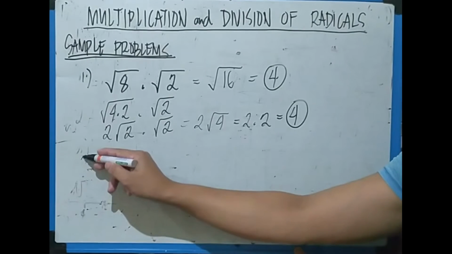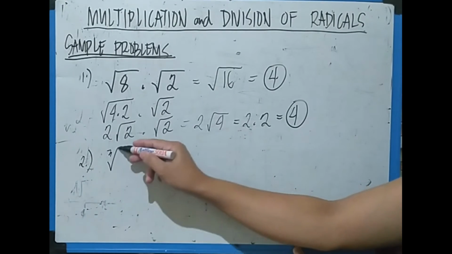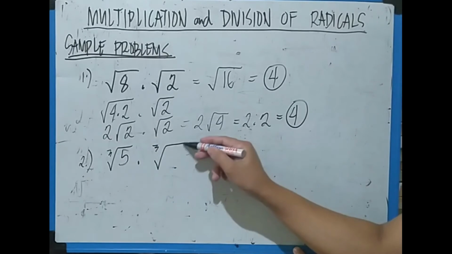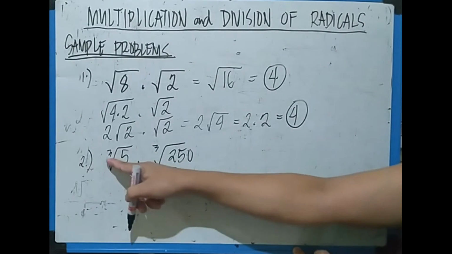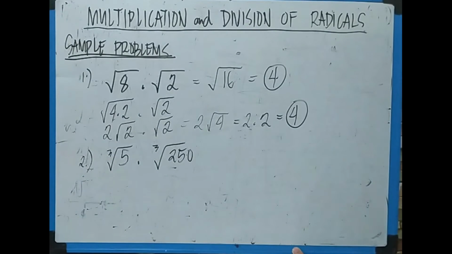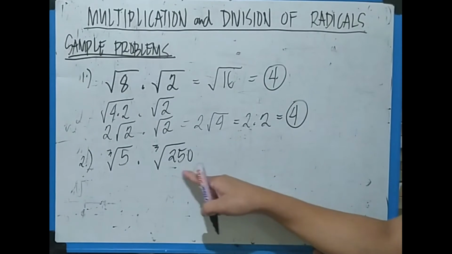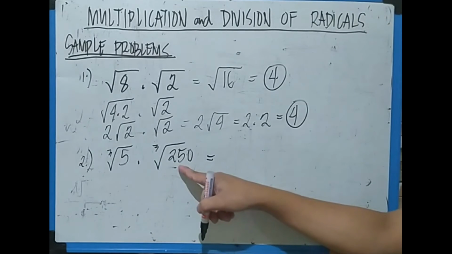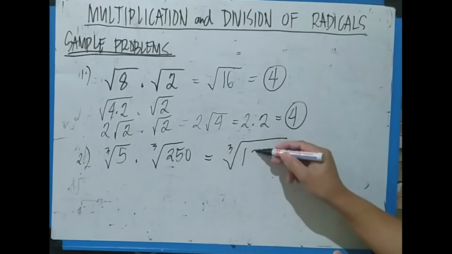Okay, for number 2, we have here the cube root of 5 times the cube root of 250. Okay, so again, same index lang sila, which is cube root. So, ang gagawin lang natin, yung multiply lang natin siya, yung radicands, which is 5 and 250. So, if we multiply 5 and 250, we can get 1,250.